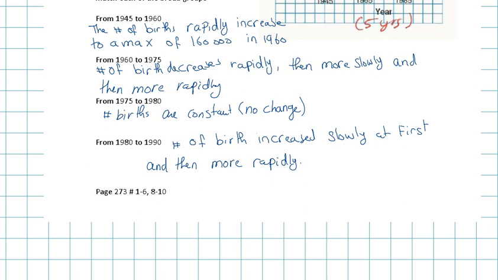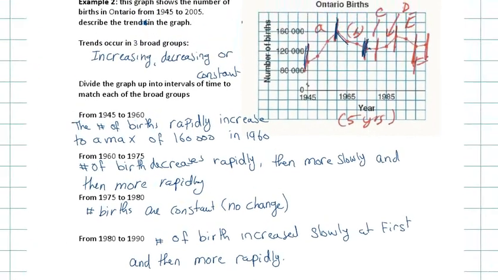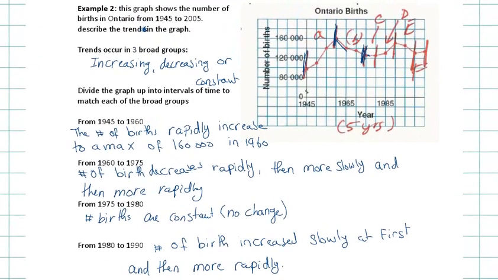Now, can you look at the other two sections and what do you see? Decreases. So it decreases slowly, then rapidly, and then increases slowly, right?